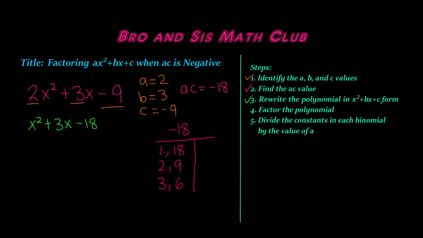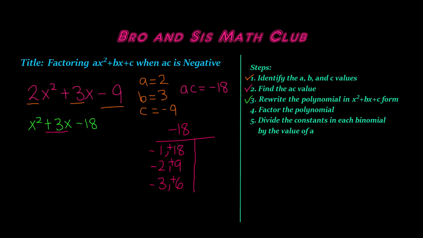Now what we need to do is be careful of our signs, because we know that we have a -18. So one of these numbers in the factor pairs has to be positive and the other has to be negative. In order to figure out which is going to be positive and which is going to be negative, we take a look at our b value, which is the value that we need when you add them. So we need a positive 3x. So when you're adding a positive and a negative, in order for the number to be positive, the larger number has to be positive. Because remember, you always take the sign of the larger number. So that means 18 would have to be positive, 9 would have to be positive, and 6 would have to be positive, leaving 1, 2, and 3 to be negative.